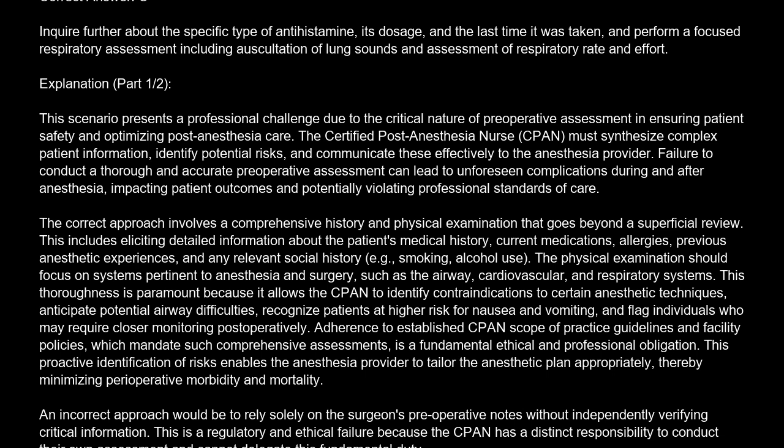Adherence to established CPAN scope of practice guidelines and facility policies, which mandate such comprehensive assessments, is a fundamental ethical and professional obligation. This proactive identification of risks enables the anesthesia provider to tailor the anesthetic plan appropriately, thereby minimizing perioperative morbidity and mortality. An incorrect approach would be to rely solely on the surgeon's preoperative notes without independently verifying critical information. This is a regulatory and ethical failure because the CPAN has a distinct responsibility to conduct their own assessment and cannot delegate this fundamental duty.